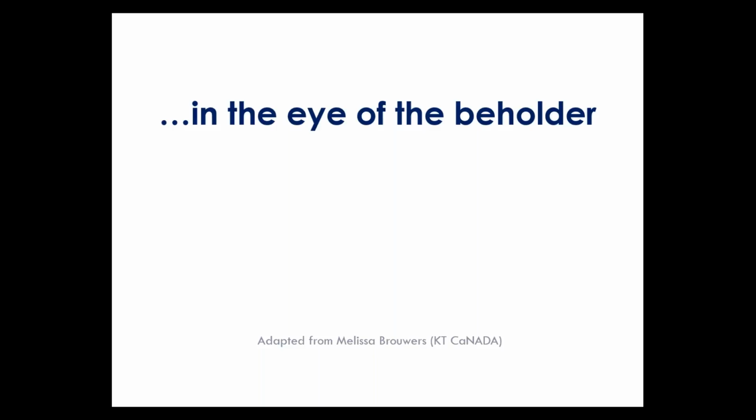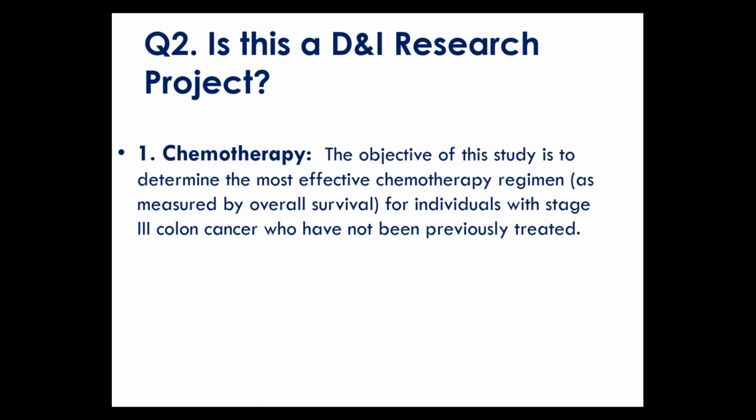I'm going to take a look at 4 different kinds of clinical or population level interventions. The first one is one for cancer. It's chemotherapy, a study that's looking at, and I'd like you to each think about, as we go through each of these, is this a D&I study or not? And there's going to be 4 of them, so you can even mark this down if you want to. So chemotherapy. The objective is to determine the most effective chemotherapy regimen as measured by survival for people with stage 3 colon cancer who have not had treatment already. So is that a D&I study or not?